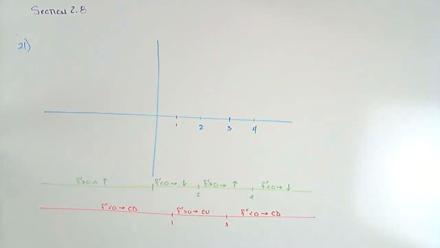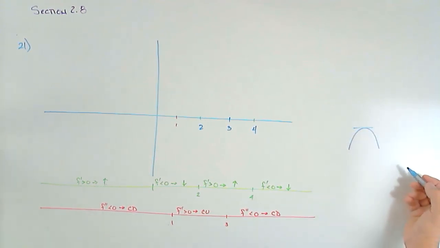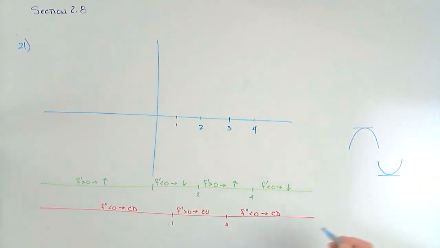And we know at 0, 2, and 4, our derivative is 0. What does it look like if your derivative is 0? Well, it looks like this. This is where the derivative is 0. That's a local max. This is where the derivative is 0. That's a local min. That's where the slope of the tangent line is 0.